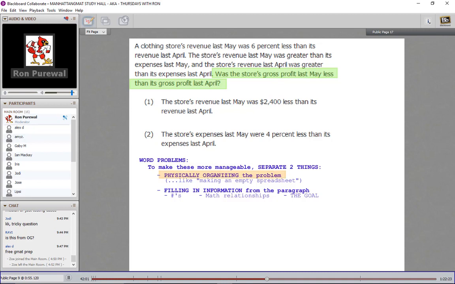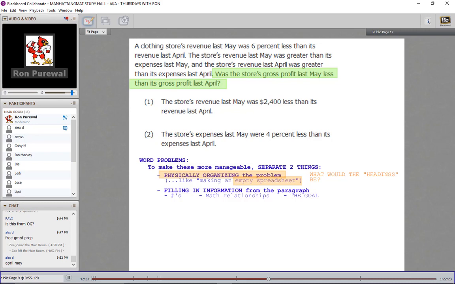It's like making an empty spreadsheet. When you make an empty Excel sheet, it's just like a sheet that has headings on it. And that's all it has. What would the headings be? No figures yet, no formulas, nothing like that, just headings, right?